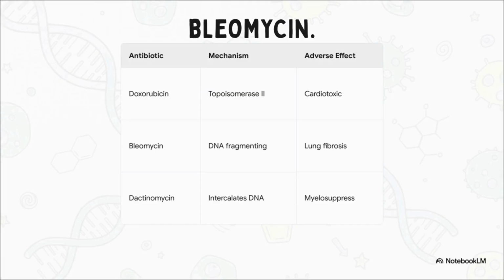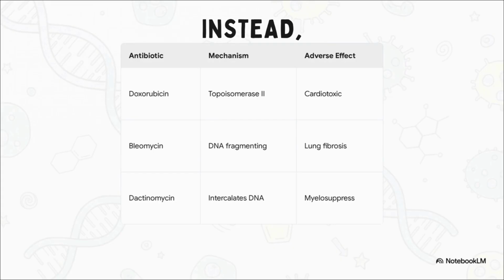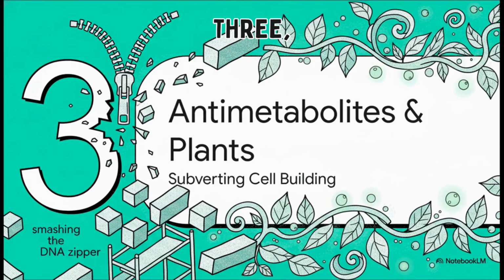Then look at bleomycin. This one is clinically fascinating because it actually fragments DNA chains and acts on non-dividing cells. But the craziest part? It causes virtually no myelosuppression, none. Instead, its major limiting toxicity is pulmonary fibrosis. So, golden rule here: always link bleomycin to the lungs and doxorubicin to the heart. Got it? All right, part 3, anti-metabolites and plant derivatives.